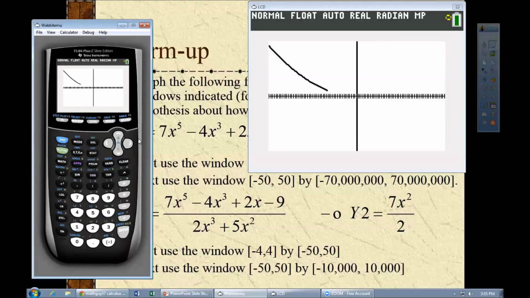This is that large rational function. It seems to have just a little variation there near zero, but otherwise this is a pretty familiar shape. Compared to 7x squared over 2, these functions are looking much the same, at least for larger values of x, they look the same. Something different happens near 0, but we're going to concern ourselves with large values for x.